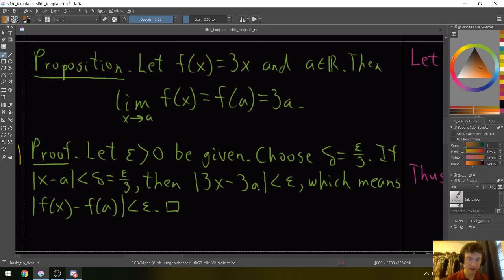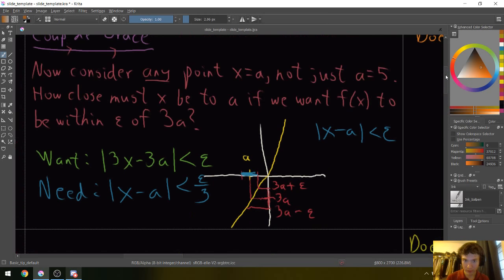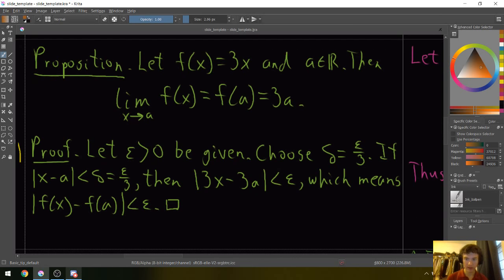given. Now I have to tell you what delta to pick. You told me a moment ago that if I want that output to be within epsilon of the target, all I have to do is choose x to be within epsilon over 3 of a. So this is delta. The bound for x, the distance for x, is the Greek letter delta. So in my proof then, I'll say, if you hand me an epsilon, I will simply choose this value of delta. Delta equals epsilon over 3.